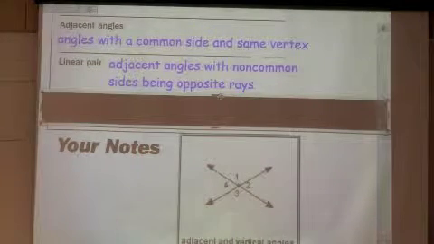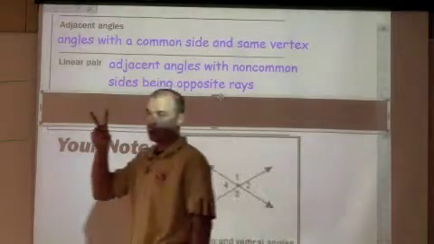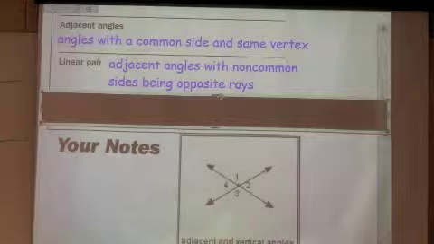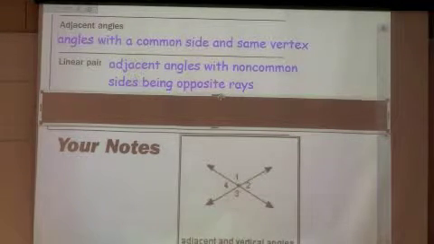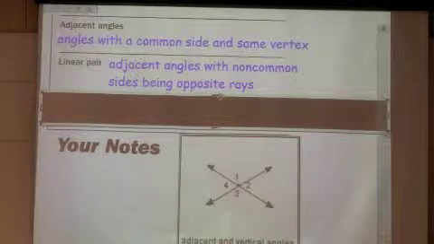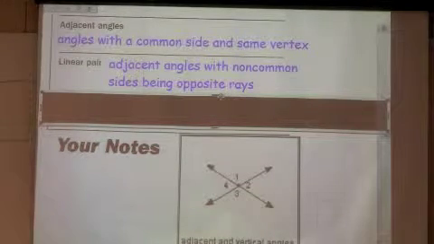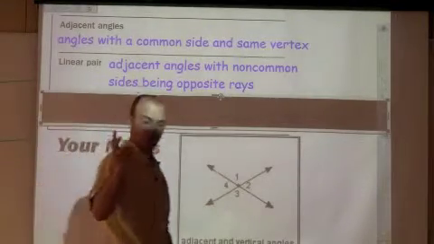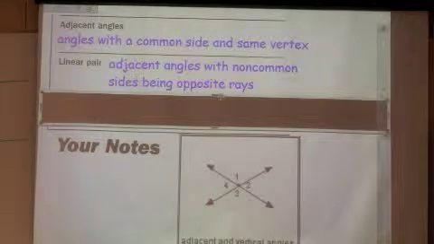Okay, we've got a linear pair. When you hear the word pair, what do you think? 2. So we're talking about two adjacent angles with non-common sides being opposite rays. Okay, we'll break that definition down a little bit. When you hear the word linear, what do you think? Line. So linear pair, we're dealing with two, the pair part, two angles that create a line.